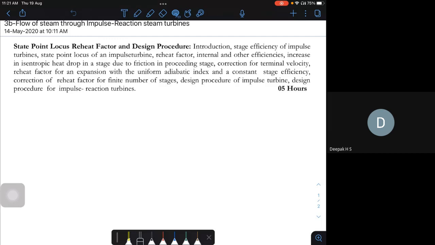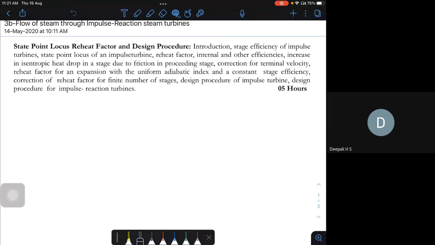This is nothing but a tool used for the design of steam turbines. We'll be looking into the different factors, and one particular thing we look at is the actual condition of the steam available in the nozzle and blades. Looking at this, we'll define some terms like efficiency, reheat factor, and how you can increase the isentropic heat drop for a given stage, maybe for a multiple stage turbine.